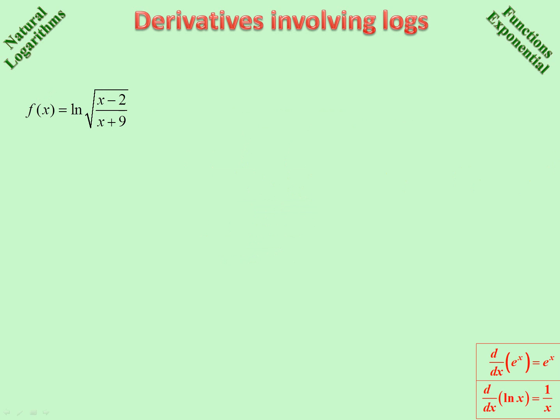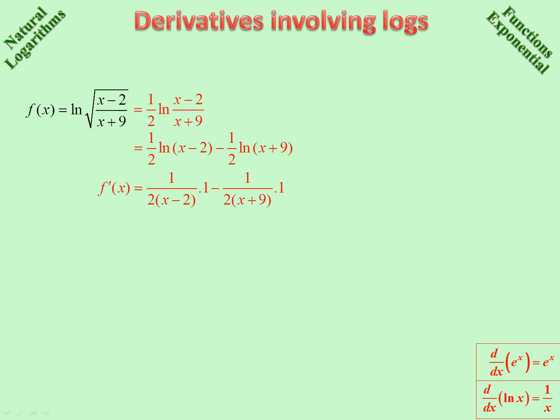Another case, looks quite complicated, but now we have ln of something to the half, which means I'll have ln of x minus 2 over x plus 9, and I brought the half to the front. And now I can separate this into a difference, so ln of x minus 2 minus ln of x plus 9, all multiplied by the half, that's why each has the half.